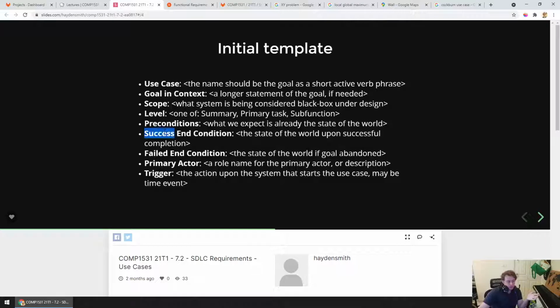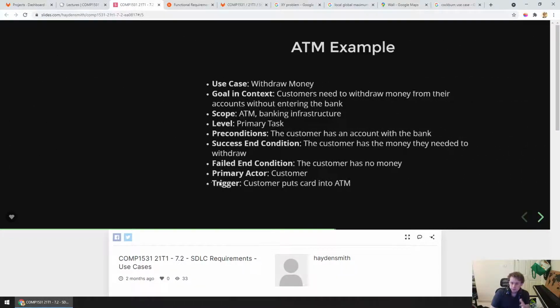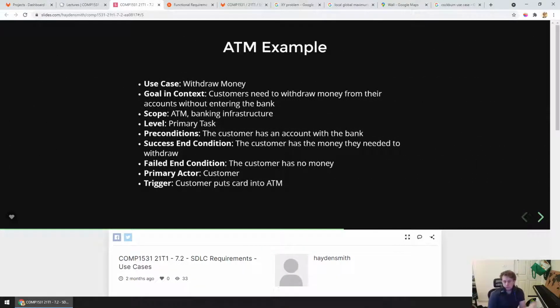These are all preconditions, for instance, that you could write down. You could define what is a successful start and a successful end. You could define the user themselves, like who is the actual user in question. And you wouldn't have to describe all of these, but the point is you can do it in a textual sense. It doesn't need to be diagrams where you actually just describe the use case. And for something like an ATM, the example we mentioned there, you're trying to withdraw money. The goal is to withdraw money from their accounts without entering the bank. The preconditions are that the customer has an account with the bank.